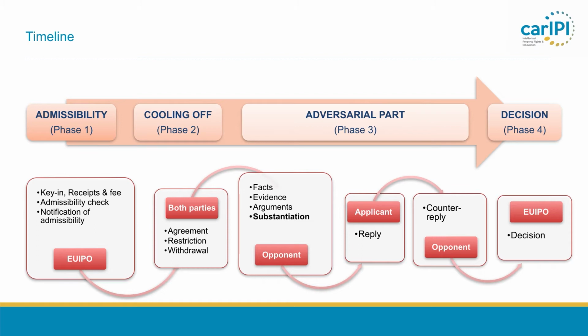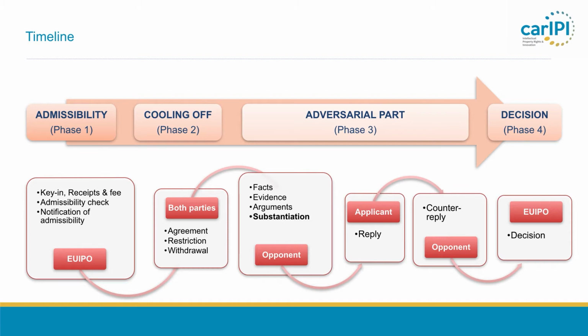If that is the case, both parties are notified of the fact that the opposition has been filed and is admissible. And then the parties are given a time of 2 months, we call it a cooling-off period. This is the second phase. This is the time within which the parties might negotiate, maybe come to some kind of agreement, and maybe as a result, the application would be withdrawn, or the opposition would be withdrawn, or maybe the application would be limited, and that would actually then end the proceedings.